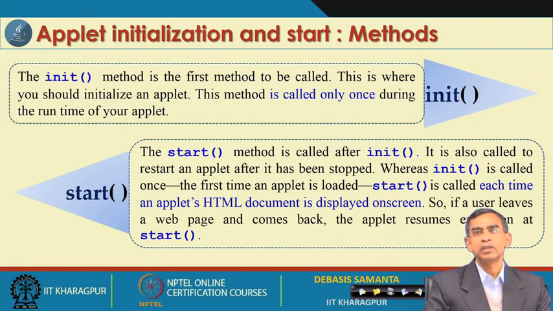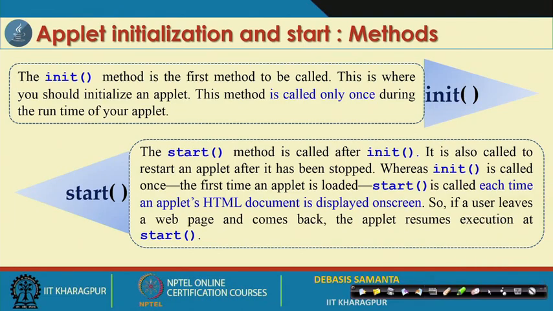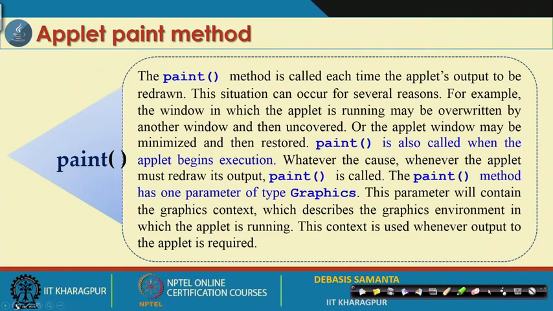You just leave this web page and then come back. Whenever you leave this, the applet basically stops, and when you come back again, the same applet starts its execution. So, that is basically the idea about this method. So, the start method, and then finally the paint.